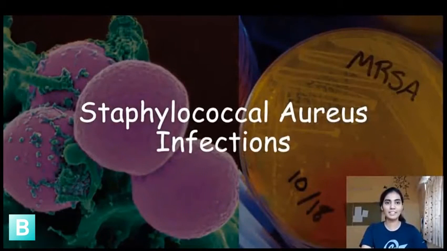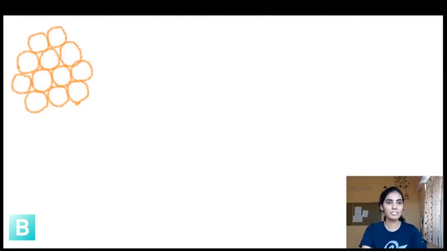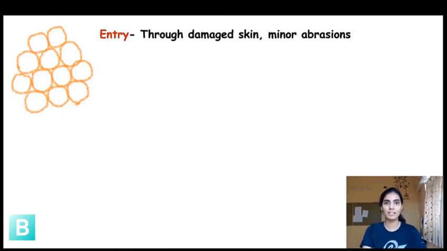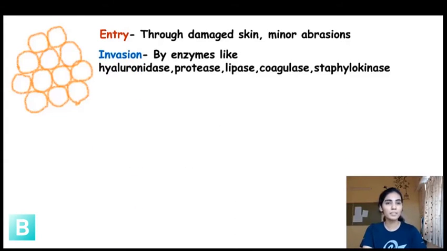Staphylococcus aureus is a gram-positive cocci arranged in clusters, as the daughter cells fail to separate after division. They are normally present as commensal bacteria on our body surfaces, but they can be pathogenic as they enter through minor abrasions and wounds. They can invade deeper into the tissues with the help of enzymes like hyaluronidase, protease, and lipase.